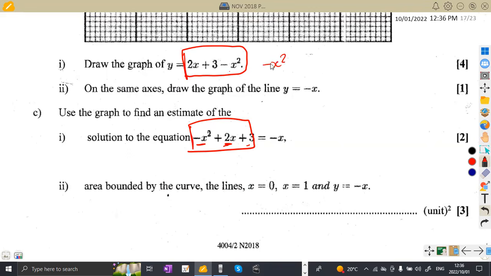Minus x squared, followed by 2x, followed by what? By 3. So as you can see, this is your y. They're saying y is equal to minus x, and you drew y is equal to minus x. So where do these two meet? That is where we're going to have our solutions. So what does it mean?